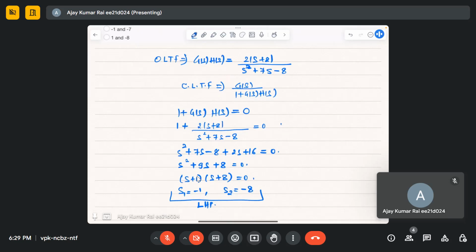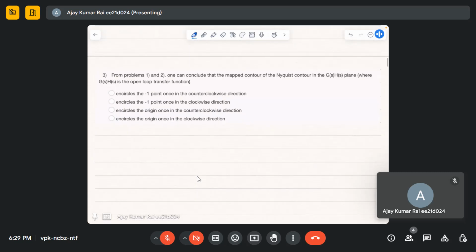Very simple. Closed loop transfer function, so find the roots of 1 plus G(s)H(s), the characteristic equation. Okay, very simple. So this is from problem 1 and 2. One can conclude that the mapped contour of the Nyquist contour in the G(s)H(s) plane, where G(s)H(s) is the open loop transfer function, is... So now we have to comment, right?